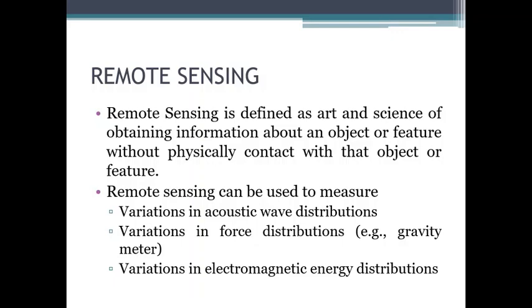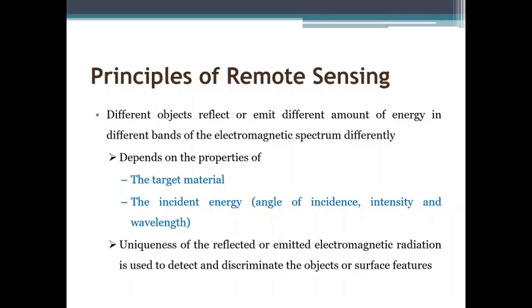First, let us see the definition of remote sensing. Remote sensing is defined as an art and science of obtaining information about an object or a feature without any physical contact with it. And remote sensing can be used to measure variation in acoustic wave distribution, variation in force distribution, and variation in electromagnetic distribution.